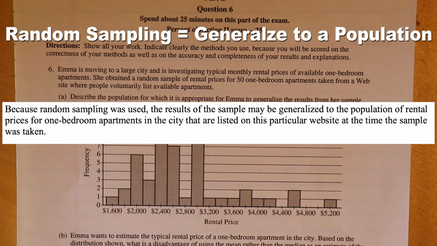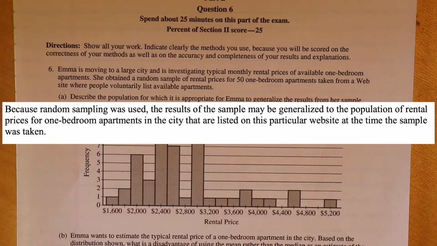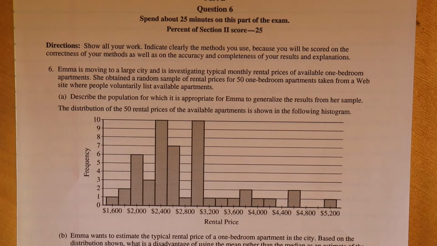However, the population that you can generalize it to is people who would post their apartments on this website at this time. So be really kind of picky about that population, but you can generalize it to a population because it was a random sample. If it wasn't a random sample, then you couldn't generalize it to a population. So make sure that you justify there that you are generalizing to a population because of random sampling.